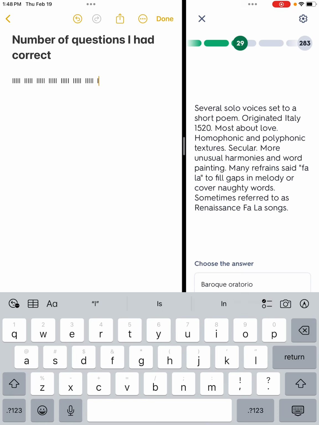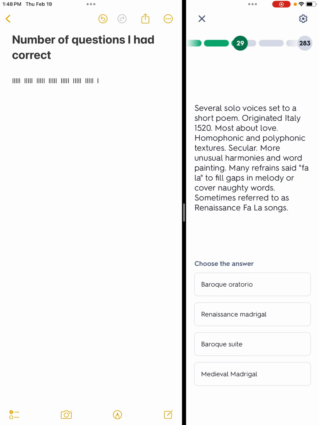Solo poems set to a short poem originated in Italy in 1520. Most about love, homophonic and polyphonic textures. Secular, with more unusual harmonies than the word painting. Many refrains said "fa la la" to fill the gaps in melody. Coded naughty words, sometimes referred to as Renaissance ballet songs. Renaissance.